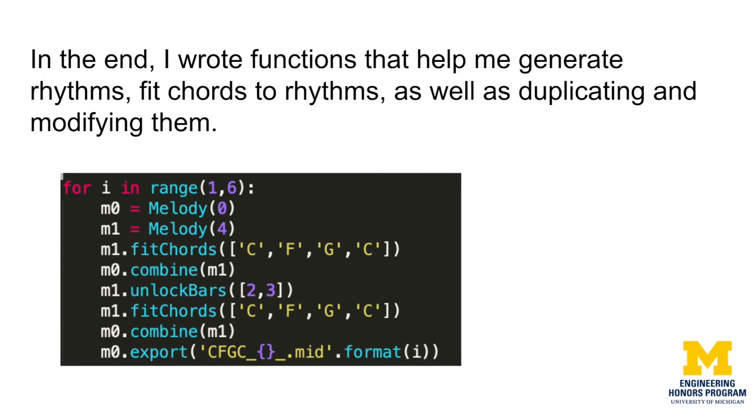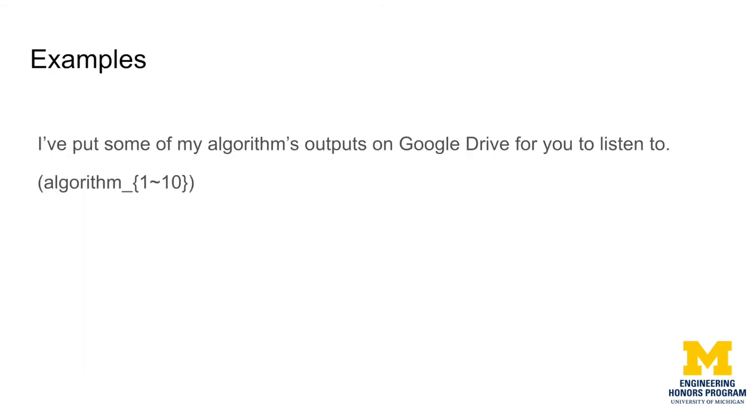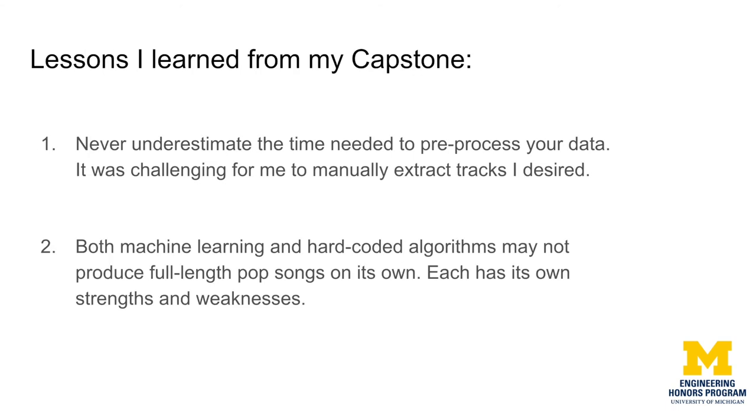Here's a screenshot of my code, where I created an 8-bar melody fitted to the chord progression of C, F, G, C. It still sounded unnatural when compared to real pop songs, but at least it was able to follow a chord progression and have repetition. I've put 10 of my algorithm's output on Google Drive for you to listen to. Let's talk about the lessons I learned.